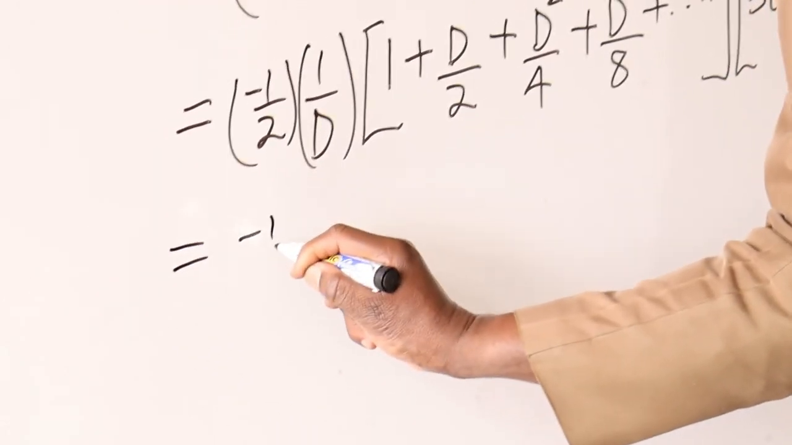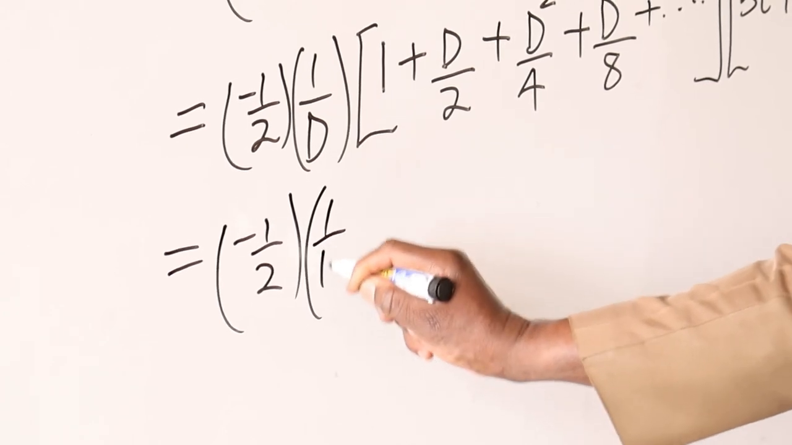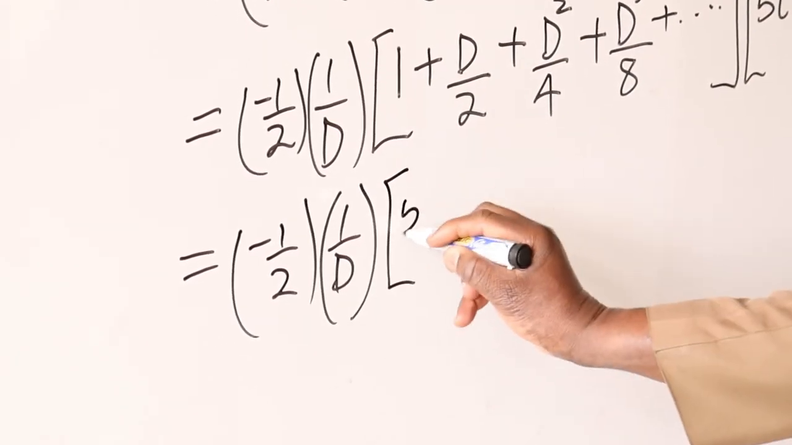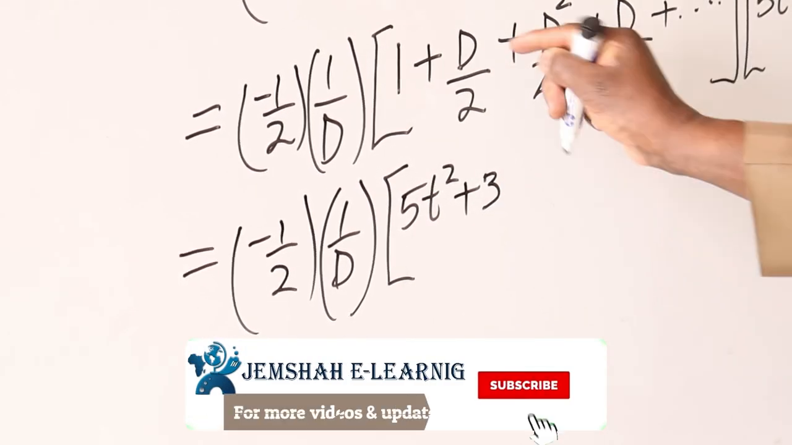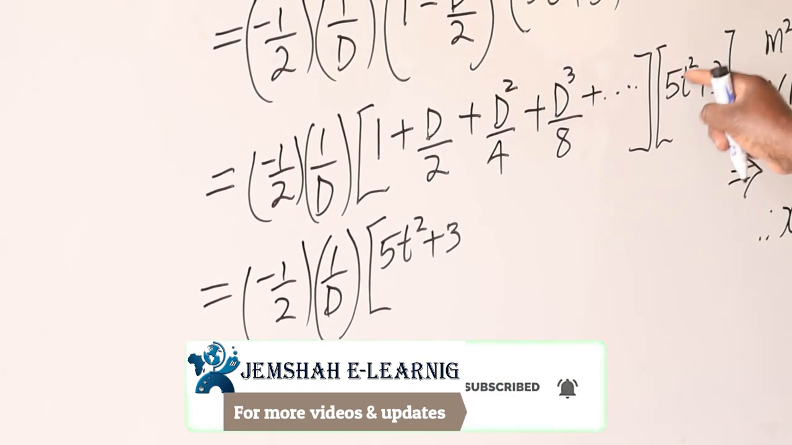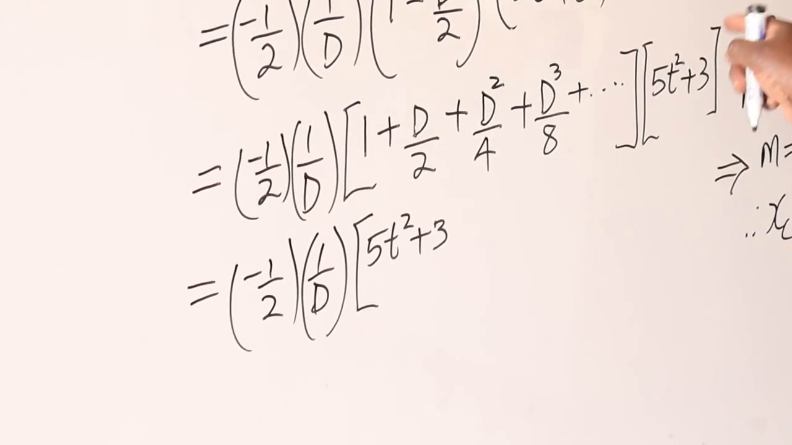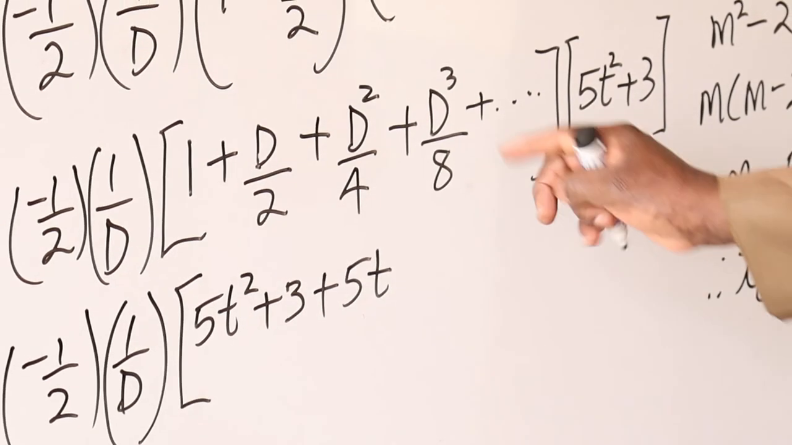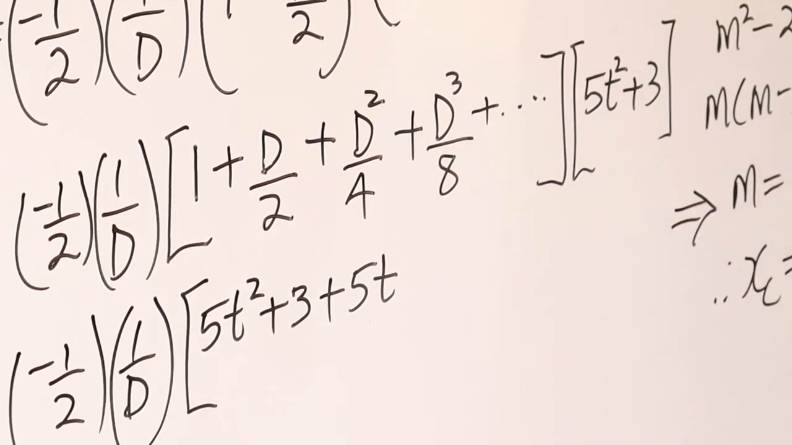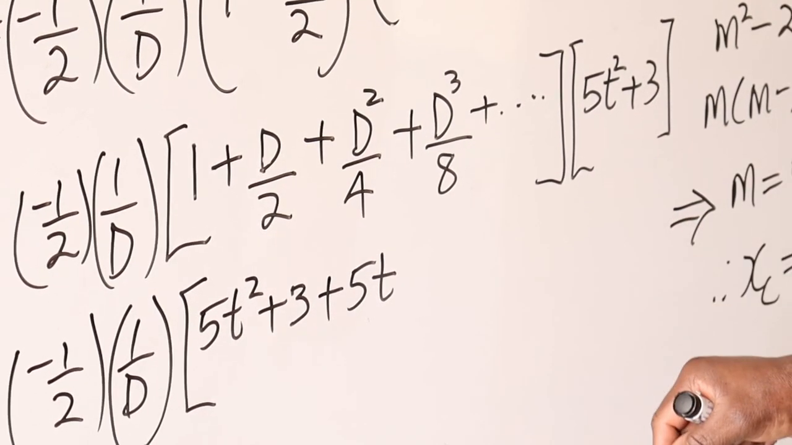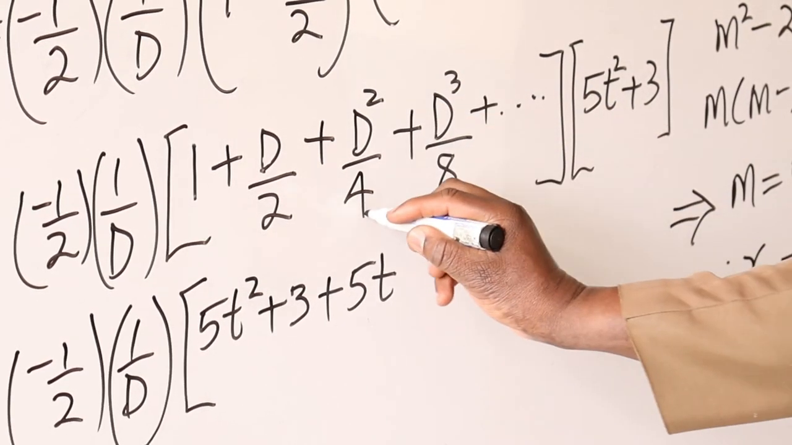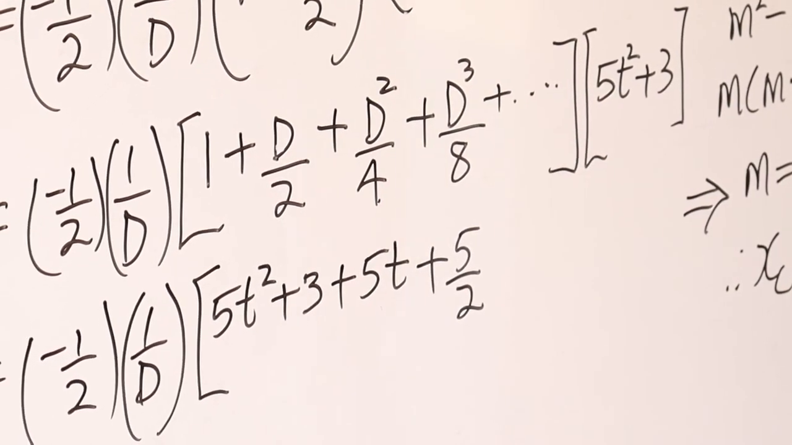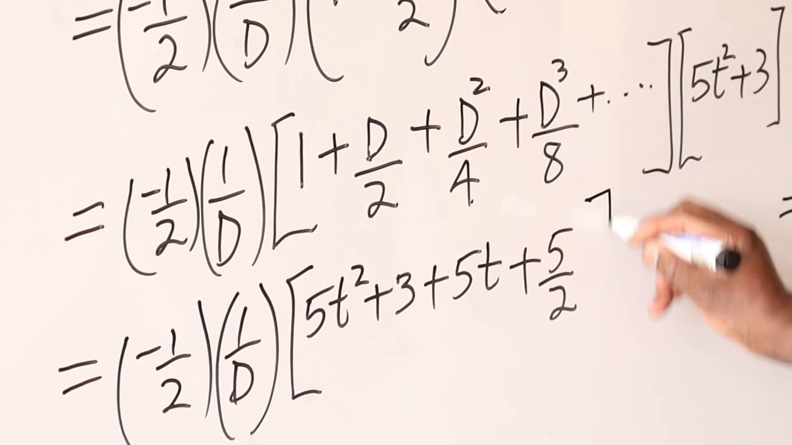This one will now be equal to minus a half. 1 over d still remains. We now multiply this bracket with this. 1 times this, we get 5t squared plus 3. A d times this, when you differentiate 5t squared, we get 10t. 10t divided by 2, we get 5t. Now, when we differentiated once, we got 10t. You differentiate twice, we get 10. Now, 10 divided by 4 becomes 5 over 2. D cubed will get a 0. So even d power 4 will give a 0. Others will give a 0.